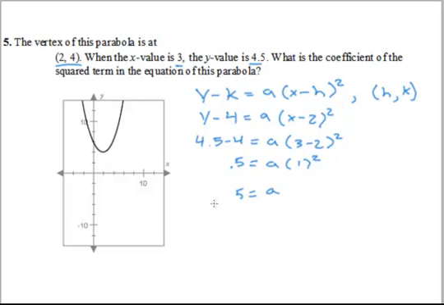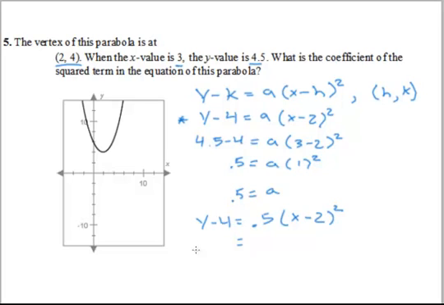Alright, so what we could do to verify that the coefficient of the squared term is 0.5 is we can go back and we can put this in standard form. So we have our previous equation right here, and we have our value of a now, so we can say, okay, y minus 4 is equal to 0.5 times x minus 2, that quantity squared. And we're just going to expand this and then distribute it.